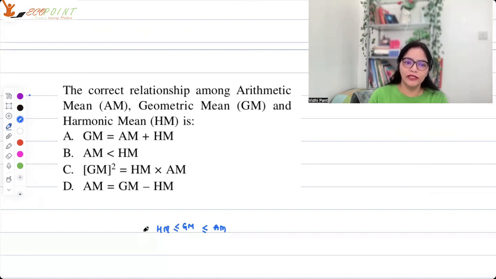Now, accordingly, if you go for the first option, geometric mean is equal to arithmetic mean and harmonic mean, this is absolutely false. Arithmetic mean is less than harmonic mean, this is false. Under certain situations, yes, the square of geometric mean is equal to harmonic mean multiplied by arithmetic mean. Now, this is an important property.